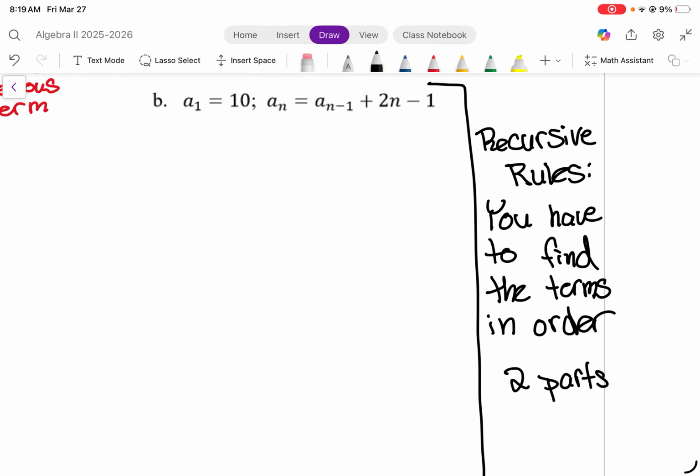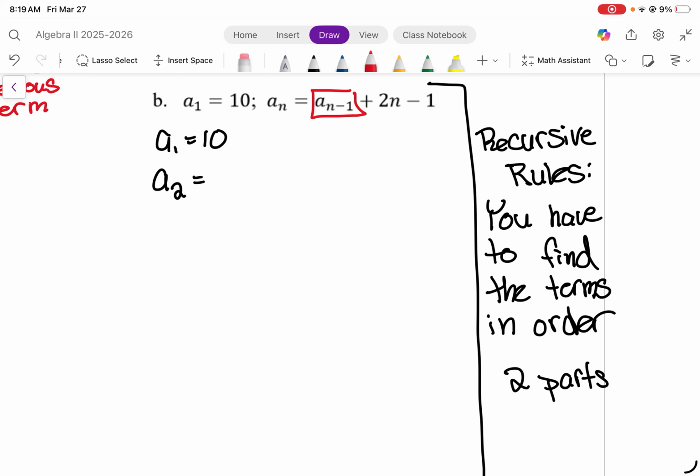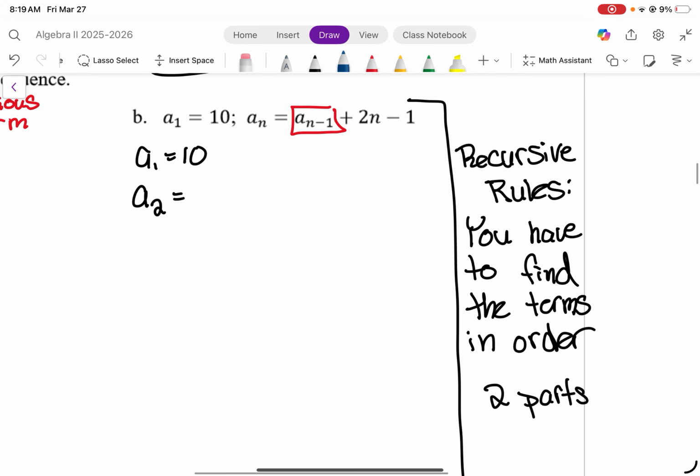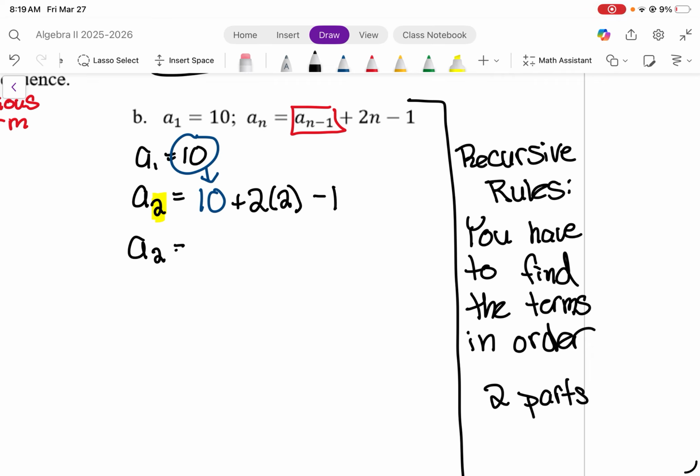Okay, so for this one, a sub 1 equals 10, and we need to find a sub 2. Now for this one, we have the previous term plus 2n minus 1. So my previous term was 10, so I'm going to plug that in. And then it's plus 2 times your n value. And remember, n is this little number, the subscript of a. So I'm going to take 2 times 2, and then minus 1. Now I'm able to figure out what this equals, and that's going to come out to be 13.